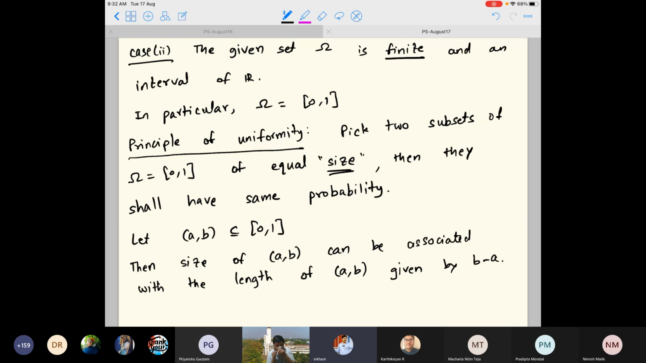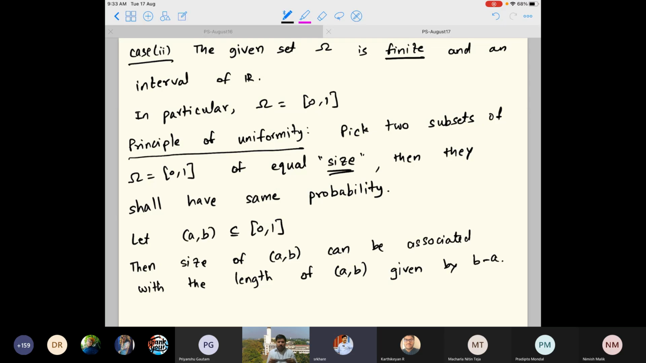So with respect to this understanding of the size of the set, can I say the set [0, 1] is finite? Yes. That's the context in which I am using the word finite here. The length of the interval is B minus A, and in that context I'm saying the size of the set is finite.